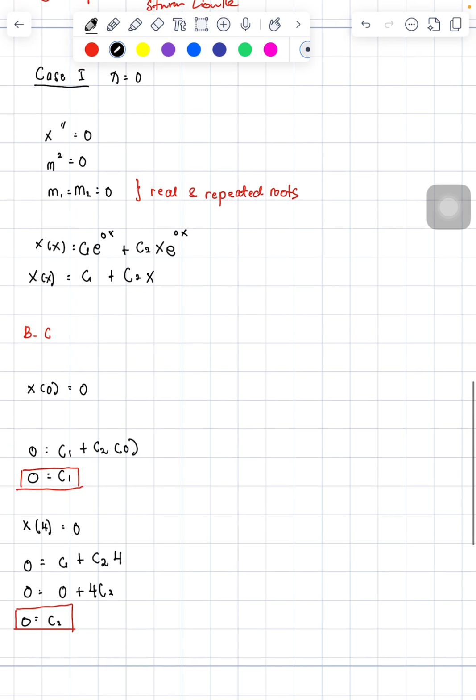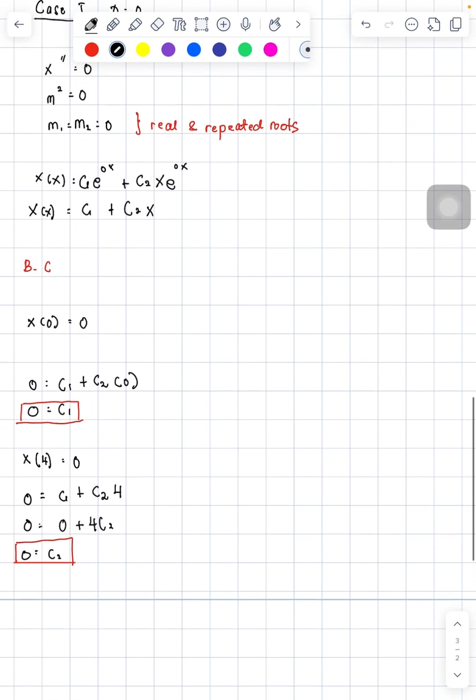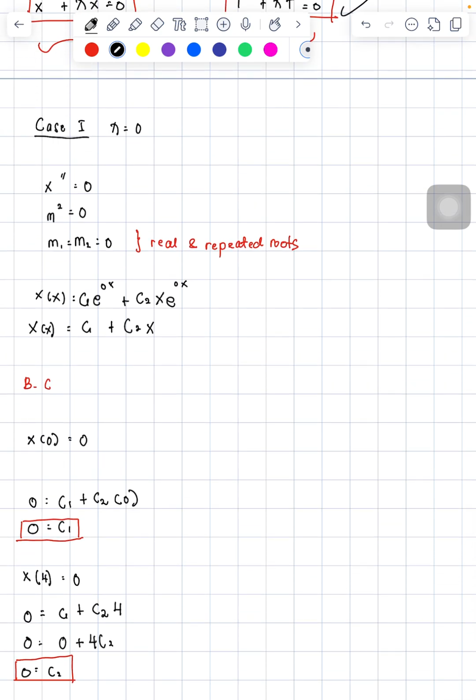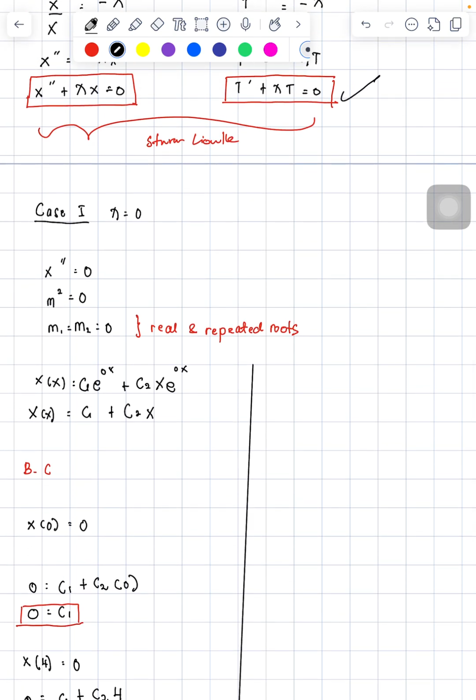Okay, remember we have another term which is T. So another one is T prime equals 0, since our lambda equals 0. So m equals 0. So our T equals C3, since we already have C1 and C2, so now we have C3 e to the power of 0t. So T(t) equals C3.